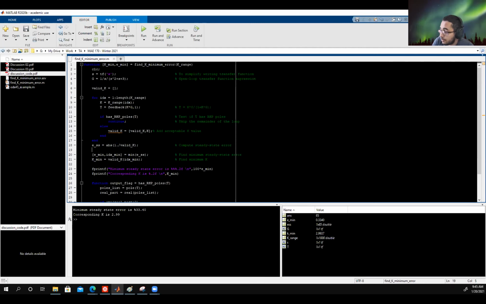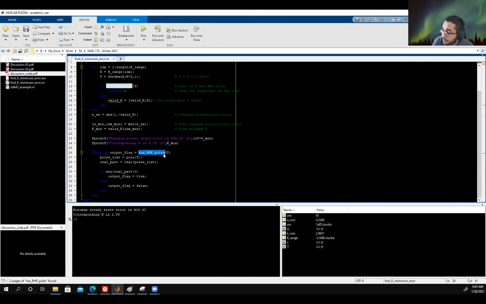And then finally, we use the function min. This is a built-in function in MATLAB. It takes in an array and finds the minimum value in this array and the index of that minimum value. So we use that syntax here. This is the minimum ESS, and this is the index of the minimum value, and then we extract the minimum k from the valid cases by using the minimum index. Then we just display that for convenience.